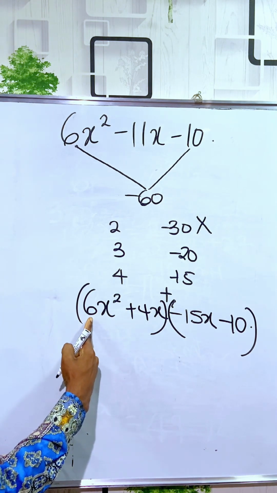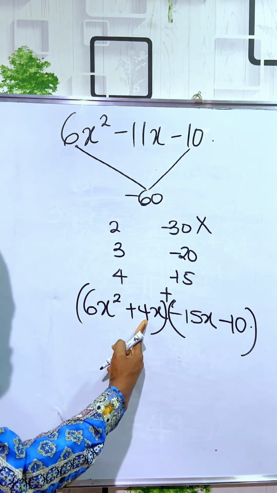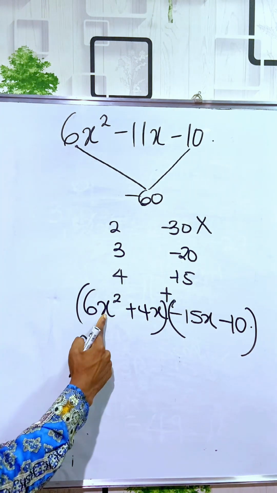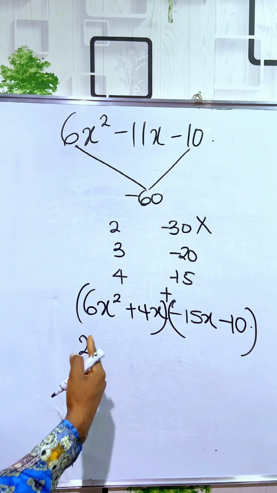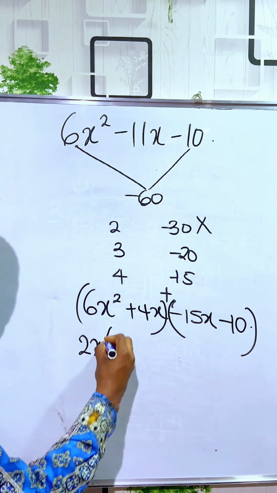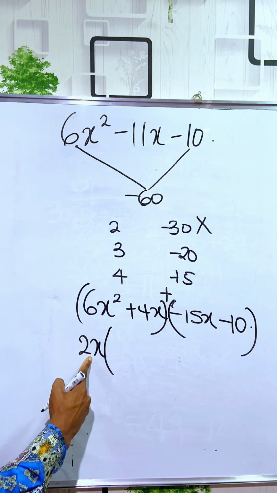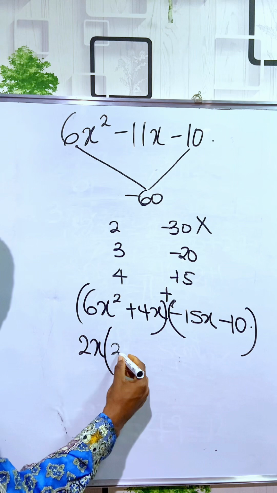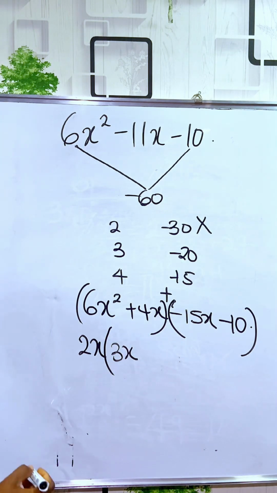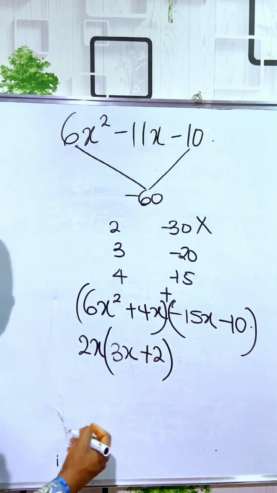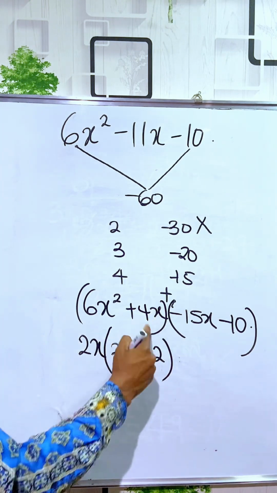Here, 6 is here, 4 is here. You can factor out a common term, which is 2. You put down the 2. x squared is here, x is here. You can factor out a common term, x. What multiplies 2x to get 6x squared? You can see it is 3x. You factored out 2x. Then here you can now see you have plus 2, because 2 times 2x is 4x.